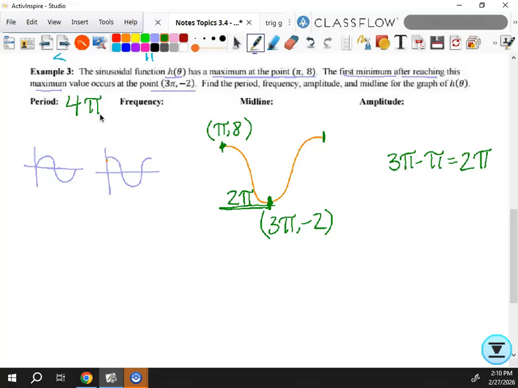All right. What is the frequency then? 1 over 4 pi. Very good. Okay. So now I could do, I feel like when there's not a picture and you're drawing it, midline would probably come last, where if they give you a picture, midline would come first. I'm kind of doing these in an opposite order of how we did the other ones.